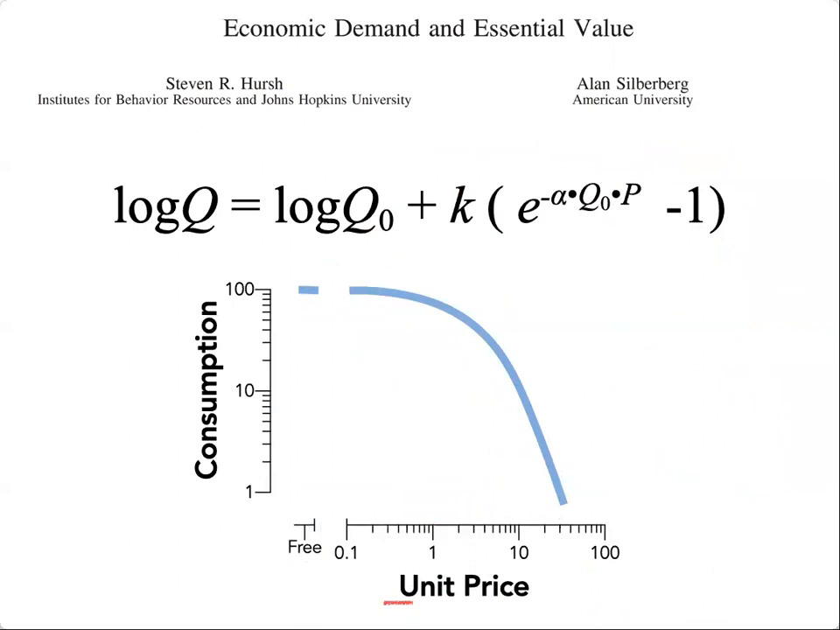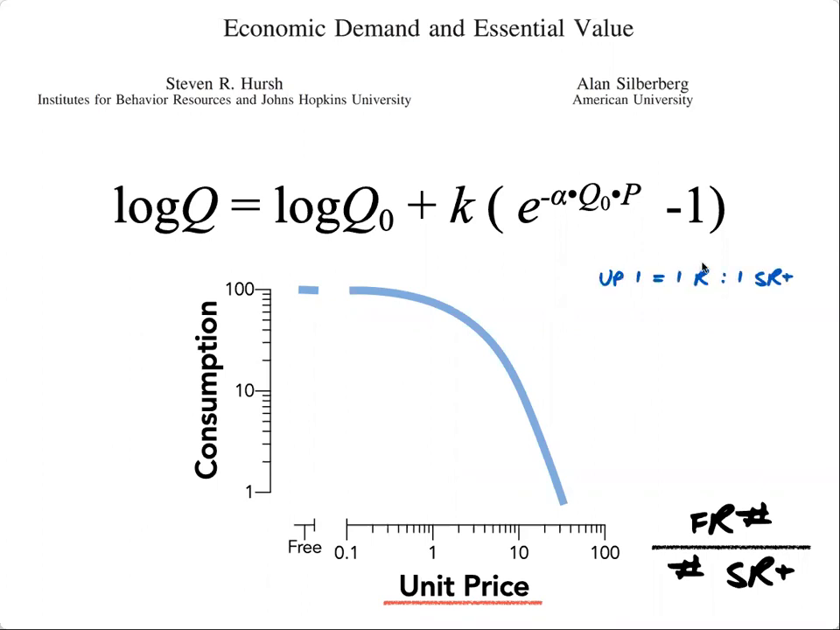All right, and then some other really important features of this as we move forward is the concept of unit price. Again, something we often take for granted. Unit price is essentially the cost-benefit ratio of a reinforcer. So we might have a fixed ratio number. So on FR1, one lever press gets you one reinforcer. So that would be FR1 divided by one SR plus. So unit price of 1 is one response for one reinforcer. So we can look at that here and we could say when unit price is 1, our participant or subject consumes 80 of those reinforcers.